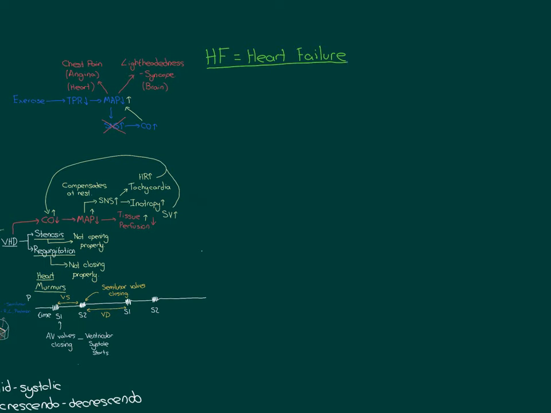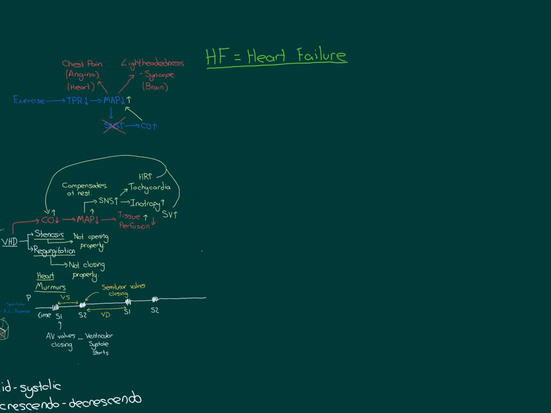So if we're talking, for instance, about aortic valve disease, then the biggest affected chamber, the first affected chamber, is going to be the left ventricle. If we're talking about mitral valve disease, then the biggest first affected chamber is going to be the left atrium. If we're talking about pulmonary valve disease, then the biggest first affected chamber will be the right ventricle. And if we're talking about tricuspid valve disease, then the first biggest affected chamber is going to be the right atrium. Okay, so that's the chamber that's going to be affected first.